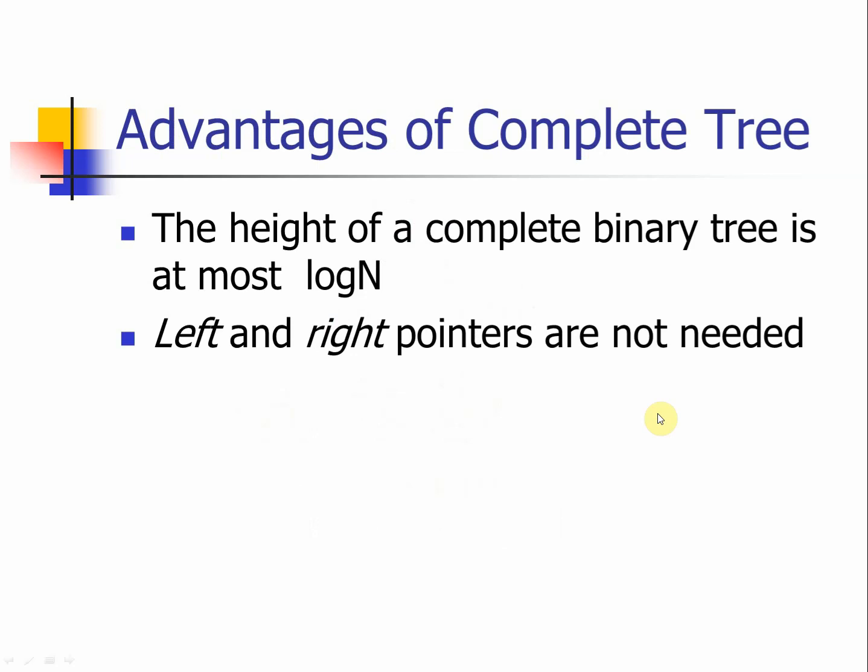The advantage of the complete binary tree is that its height is at most log n, because it will grow continuously. It will not have an awkward shape. It will always maintain an almost perfect binary tree. Left and right pointers are no longer needed, and this will actually give you a very nice structure of the binary tree.